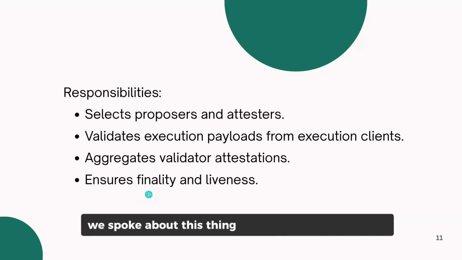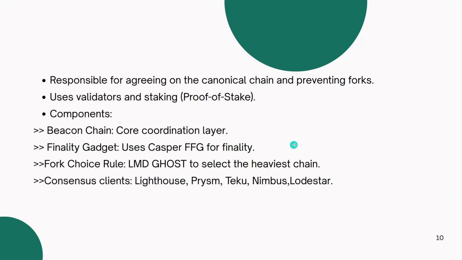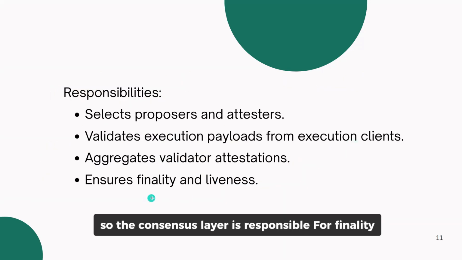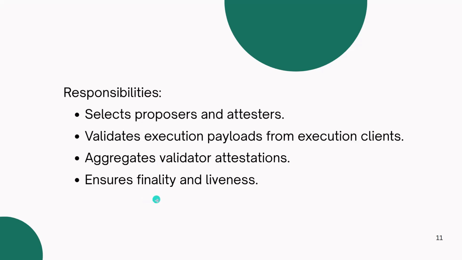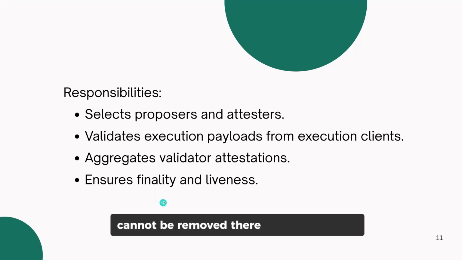And then the consensus layer also ensures finality and liveness. We spoke about the finality gadget, the Casper FFG. So the consensus layer is responsible for finality. This finality is a logic where anything that is deployed on the blockchain cannot be changed, cannot be removed, it's there forever.